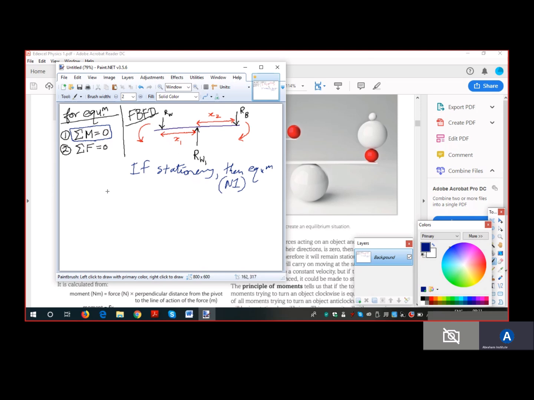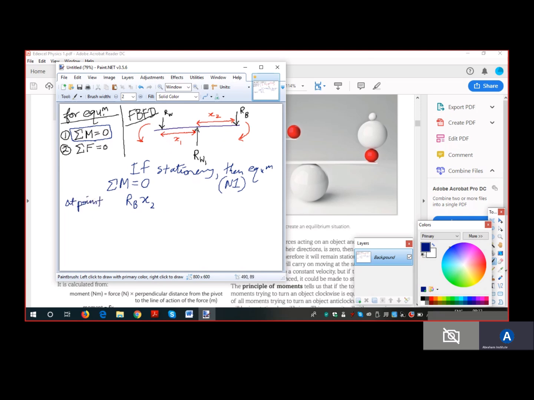Okay, so we'll write the equation now. If stationary, then it is in equilibrium. Therefore, the resultant moment, sigma M, is equal to 0. Taking moments about this point, the clockwise moment is RB times x2. So the resultant moment is 0, which means the principle of moments applies. Now we also have to say about which point, at the point where R is.